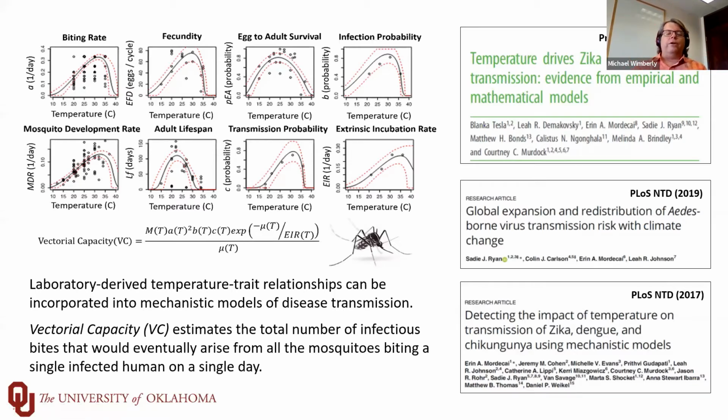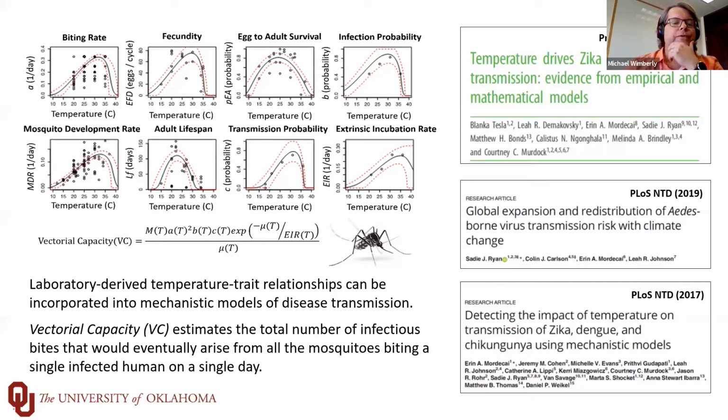Okay, so what is the total number of infectious bites that would eventually arise from all the mosquitoes biting a single infected human in a day? If you don't quite understand all the nuances of that, it's fine. It's essentially a number that tells us how rapidly we're going to be able to transmit that virus. If vectorial capacity is high, we have the potential for an outbreak. If it's really low, even if someone shows up with dengue and is bitten by a mosquito, it's unlikely that it's going to be transmitted rapidly enough to actually spread.